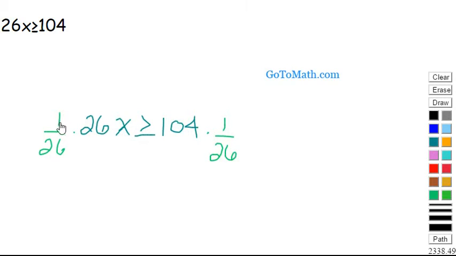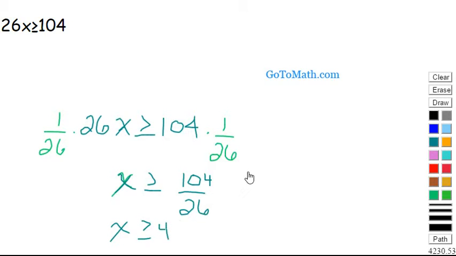Okay, so 1 over 26 times 26 is 1, but we're not going to write that 1. We're just going to write x, and I meant to actually change the color back, is greater than or equal to 104 over 26, right? And so we need to reduce this down here. Okay, so I think that might be 4. 4 times 6 is 24. Yeah. So we have x is greater than or equal to 4. X is greater than or equal to 4.